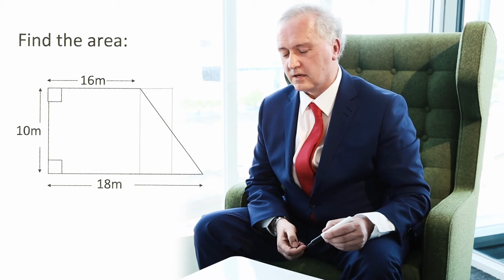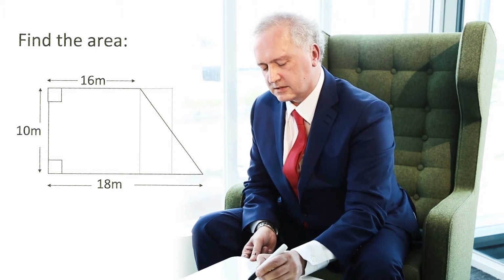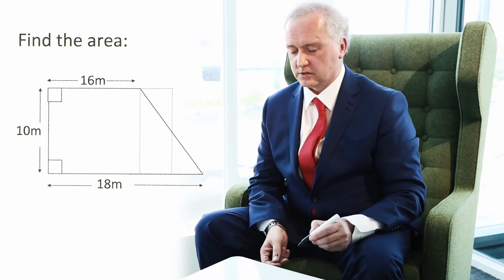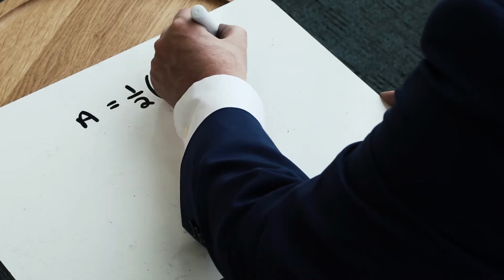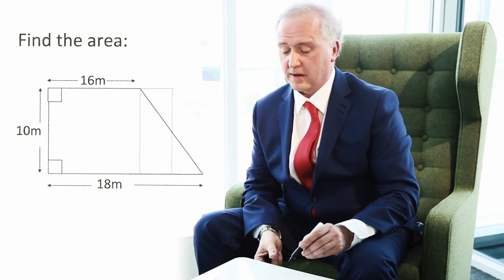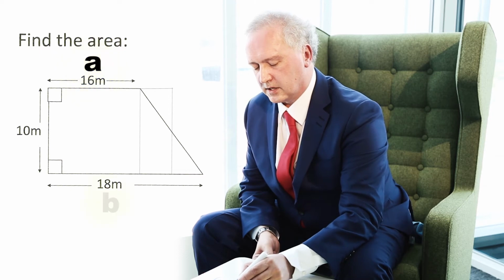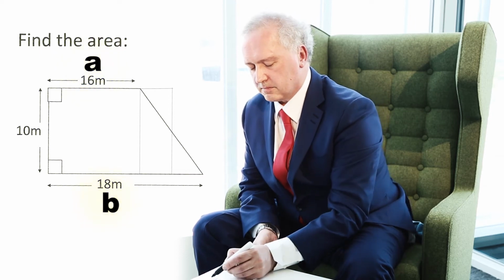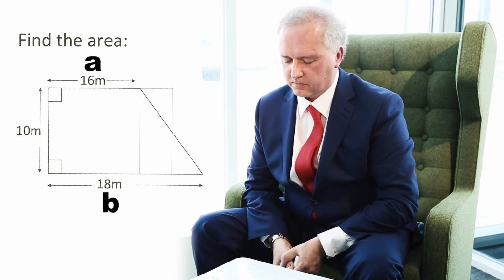That means that my trapezium formula would look like this. I write the area is equal to, then I write a half. I'm going to open up some brackets here. I'm going to put A plus B. Now A and B are effectively my two parallel sides. So I can call this one A, and I can call this one B. And I'm going to actually multiply that by the height of my trapezium.